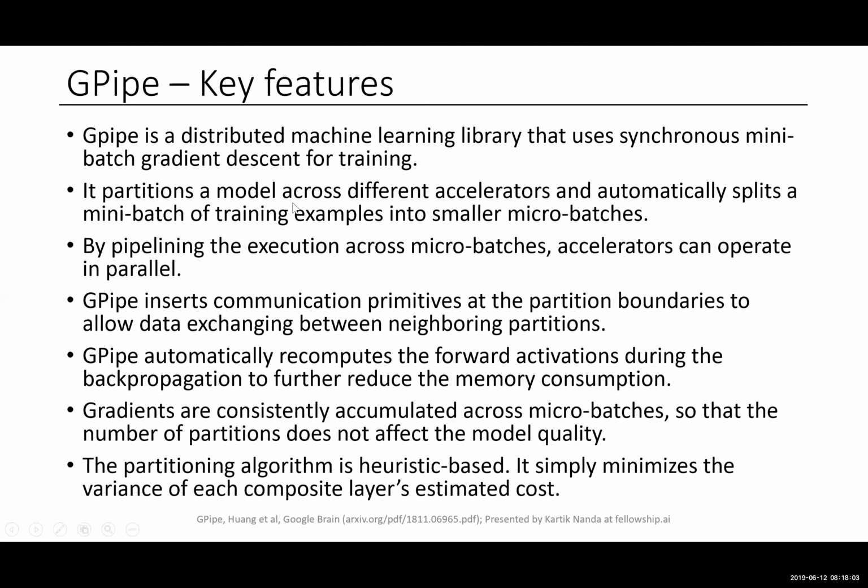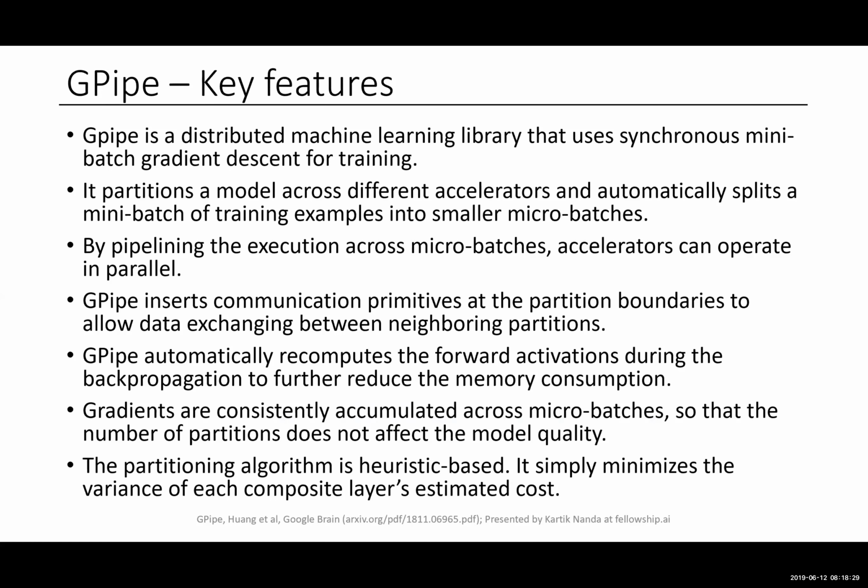So carrying on. One verbose slide. I'm going to read through this and try and explain this. So what are the key features of GPipe? Number one, GPipe is actually a distributed machine learning library, which uses synchronous mini-batch gradient descent for training. Pretty standard stochastic gradient descent.